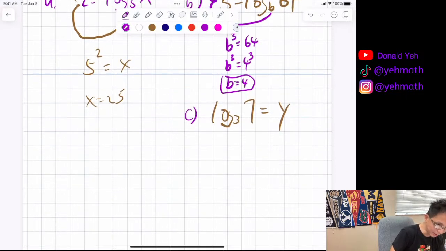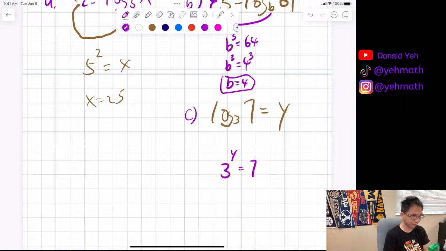In this case, it's going to be 3 to the y is equal to 7. And that's it. There's nothing you can do. It's going to be 3 to some type of power. It's going to be 7. Now, it requires different manipulation to figure out what this is. You can actually use a calculator to evaluate this, but we're going to teach you how later.